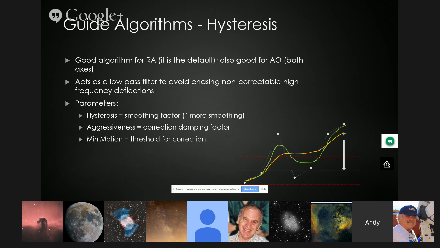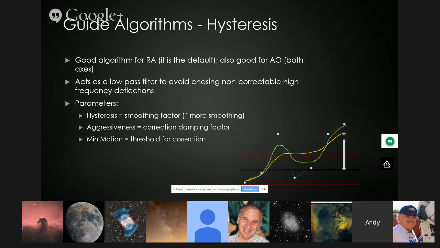PHD2 wants to avoid sending corrections that are just seeing fluctuation. So we always have some kind of low-pass filter on the data. And the strategies for coming up with a guide correction based on the raw offset from the lock position, that's what we call our guide algorithms.